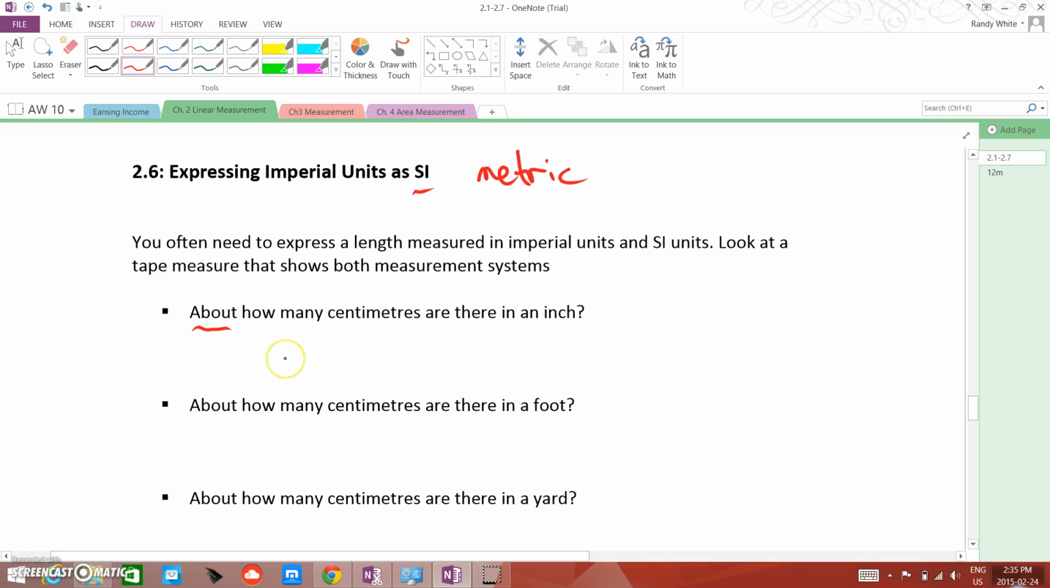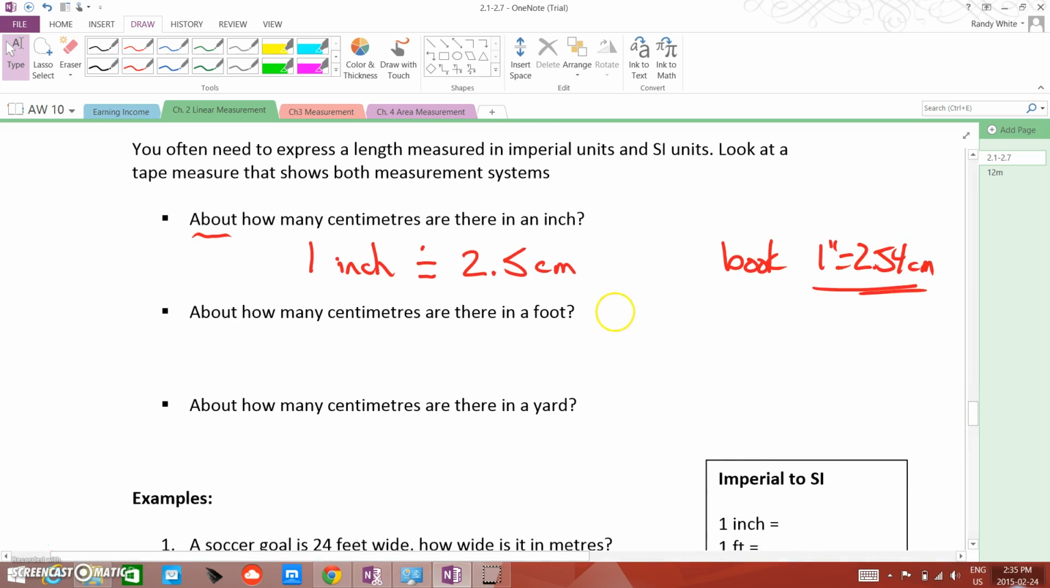So how many centimeters are there in an inch? If you get one of our tape measures and take a look at it, 1 inch is approximately, or about, 2.5 centimeters. Now our book says that 1 inch equals 2.54 centimeters, and that's what we'll use when we're doing our actual math. But if you look on an actual tape measure, it's 2.5 centimeters.